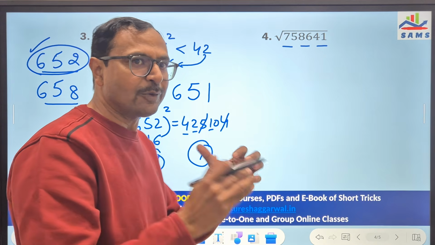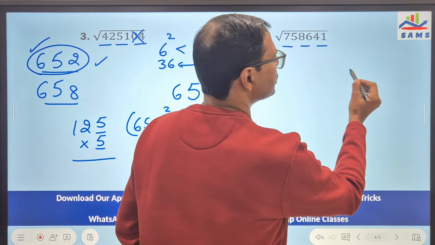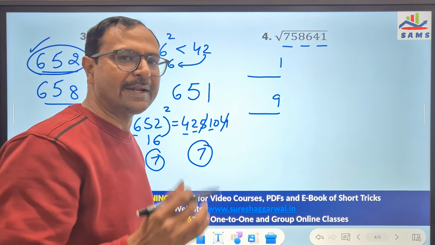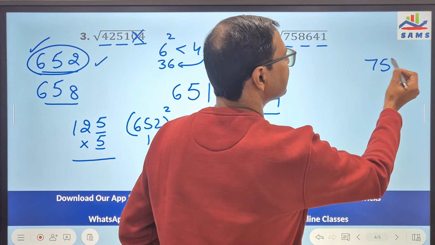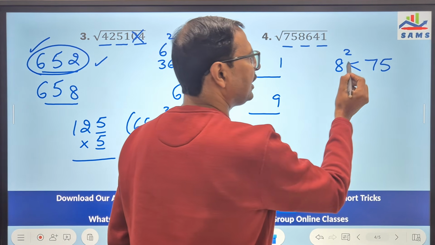I think you can work on it. You can pause the video here and try it yourself first. 41. So ending in either 1 or 9, because 1 square is 1 and 9 square is 81. Then first digit it is 75. 75 means 6, 7, 8. 8 square is very close to 75.